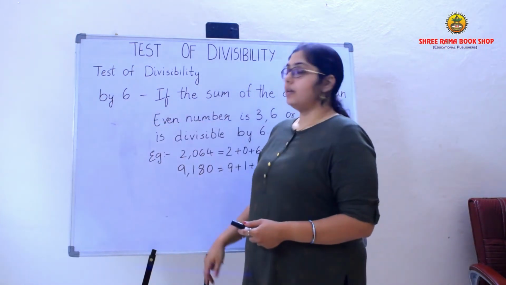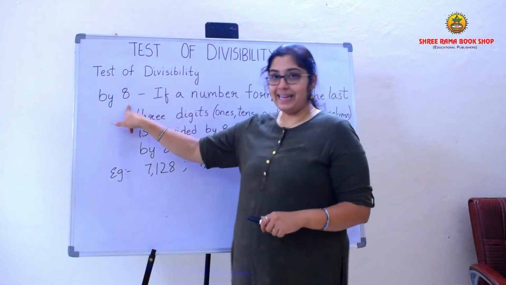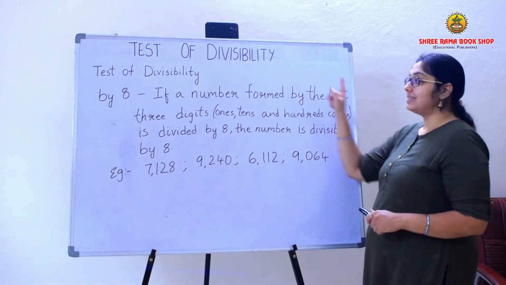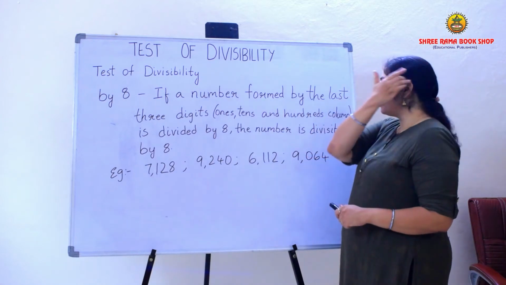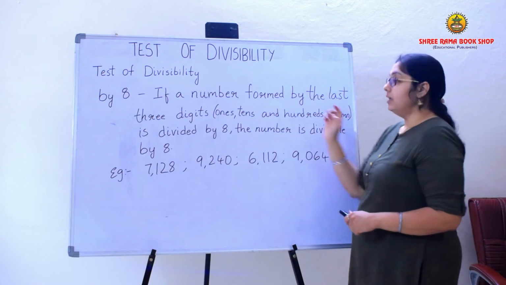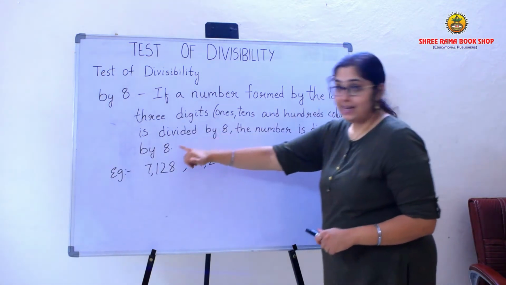Now we will be learning divisibility by 7. Now we will learn the test of divisibility by 8. If the number formed by the last 3 digits, that is, the ones, tens and hundreds columns, is divisible by 8, then the number is divisible by 8.